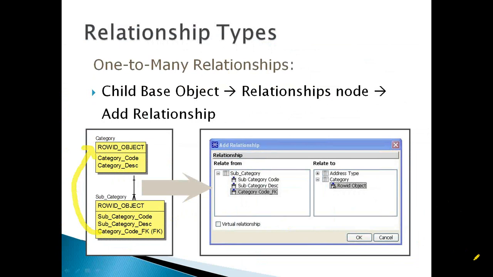So for mapping that, what we have to do is go to the child table. The child table is my subcategory. I go into the subcategory base object, and there I have the option of add relationship. Once I click on add relationship, it shows me all the columns from the subcategory on the left. And on the right hand side, I will see all the other tables or base objects. So I need to select the foreign key column on the left hand side and the row ID object, which is the unique column, on the right hand side, and click on OK. So this will create the relationship.